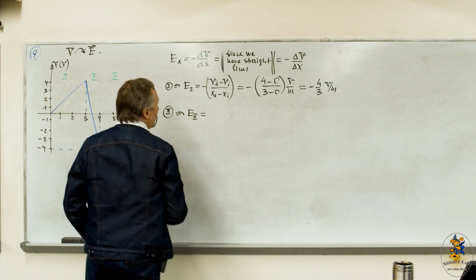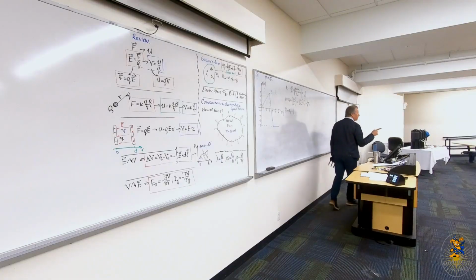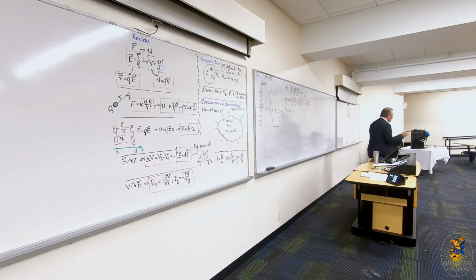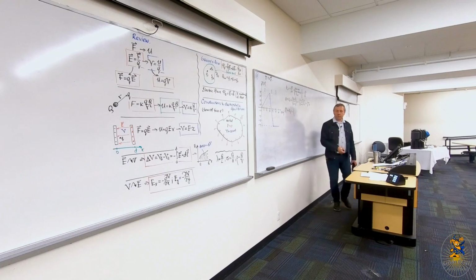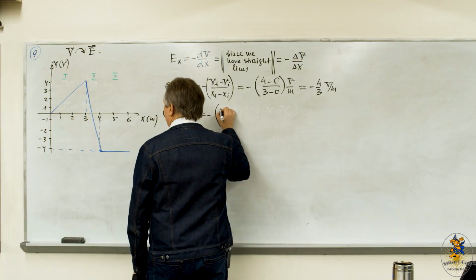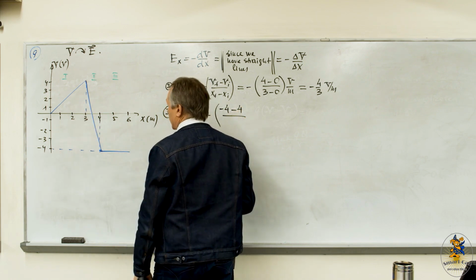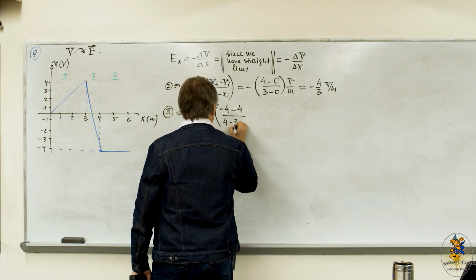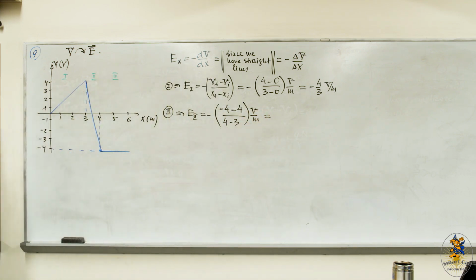E2 equals minus, what's the value of the final point? Negative 4. Then minus the initial point 4. So it's minus 4 minus 4, right? So there will be two minuses. Final point minus 4, then minus initial point 4, divided by the increment in x, 4 minus 3, in volts per meter. So it will be a positive number. The slope is negative and there is a minus in front, so of course the electric field is positive.